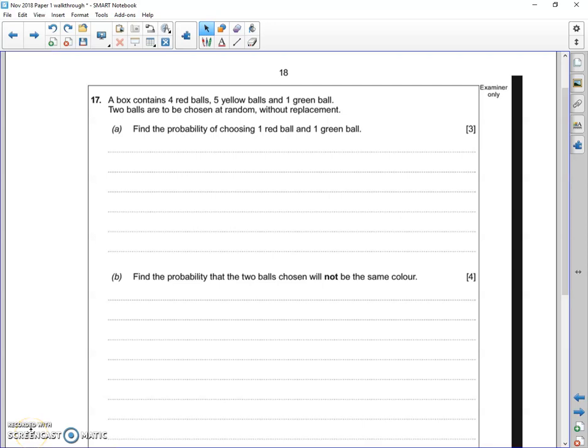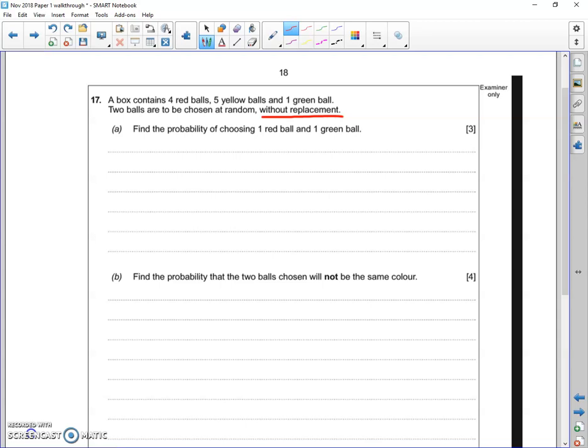Right, this is the last two questions of the November 2018 Higher Maths Paper 1. Question 17, question 18. Question 17 is probability without replacement, so it means that your fractions will all change when you come through your second pick. Okay. The key to this is writing down the combinations in letters before you jump into the fractions too quickly.